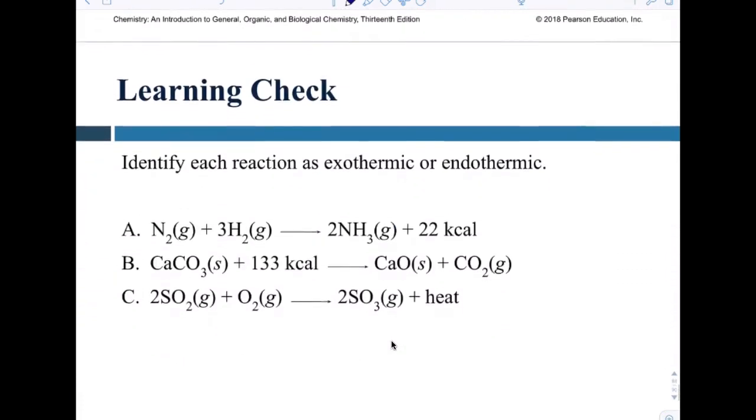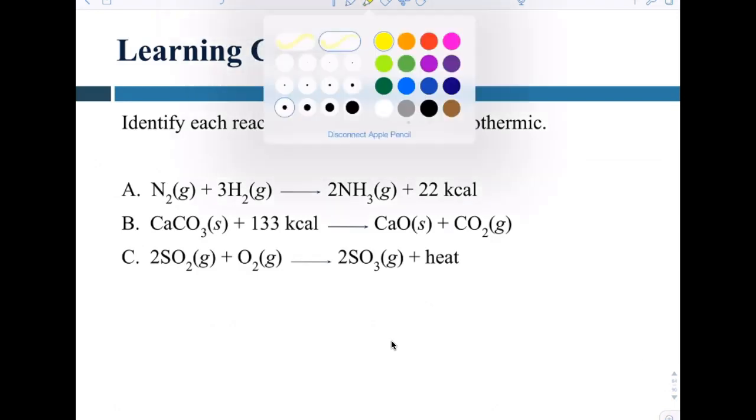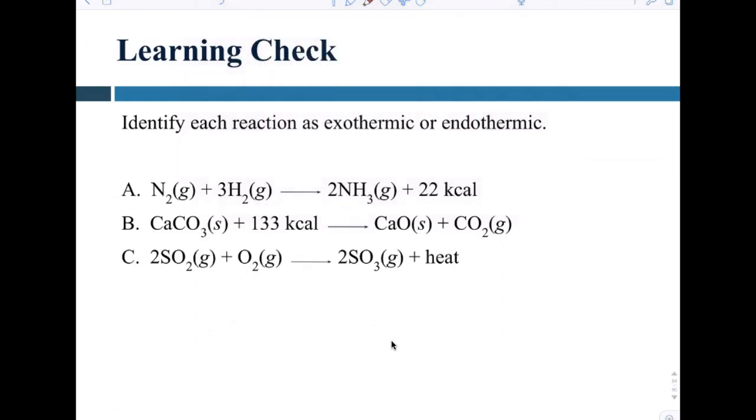So tell me if this is endothermic or exothermic. So pause and try. Alright, so in order to tell if something is endothermic or exothermic, we have to first decide where the heat is. So here in A, the heat is on the product side. If the heat is on the product side, it is exiting as a product. So this is exothermic. For the next example, the heat is on the reactant side, so it's entering, so it's endothermic.